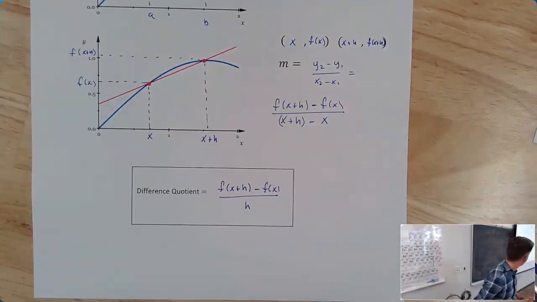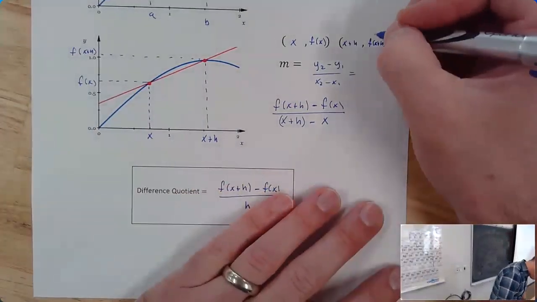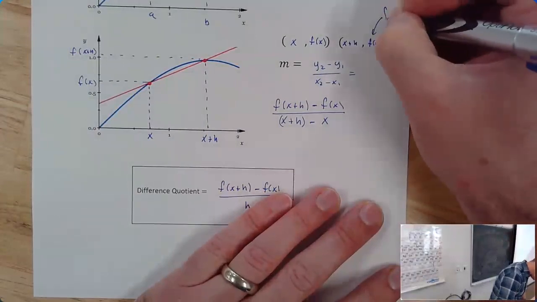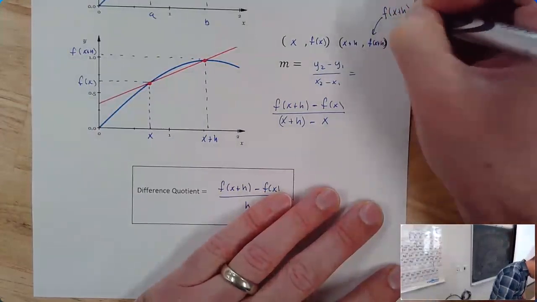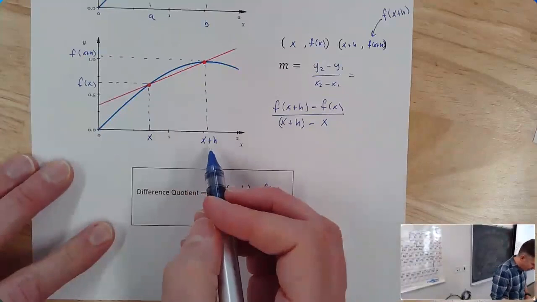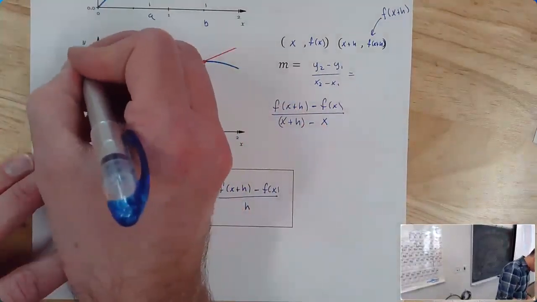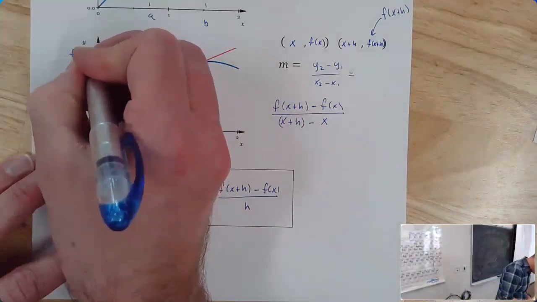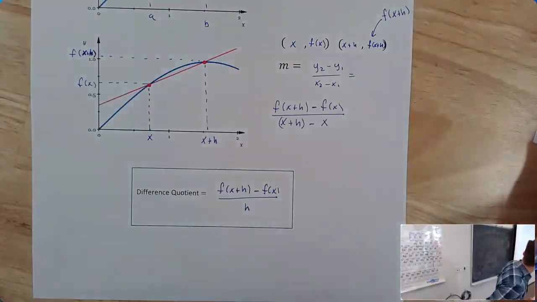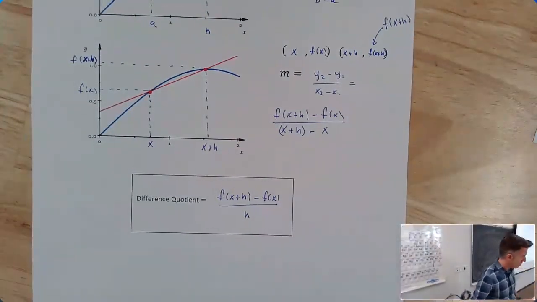What's the second point? Fair, that's a good call. That is my f of x plus h. So it's just the y value I get when I plug x plus h into the function. So it's also that right there. But again, I know my writing's a little small. So you can see that a little bit better. Other questions about this?